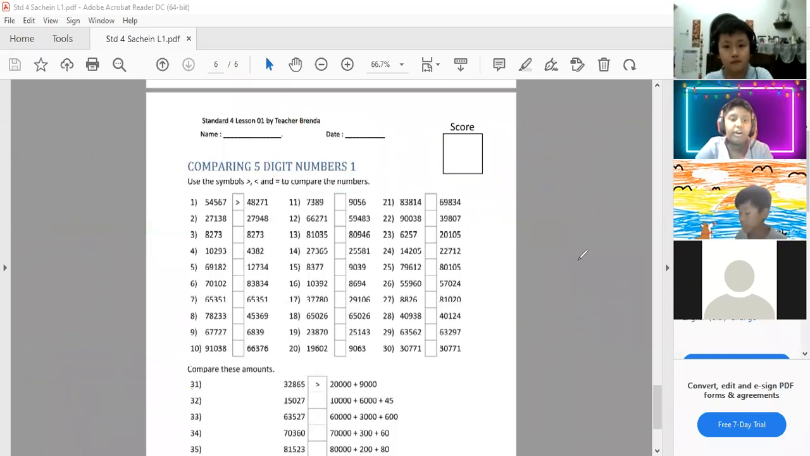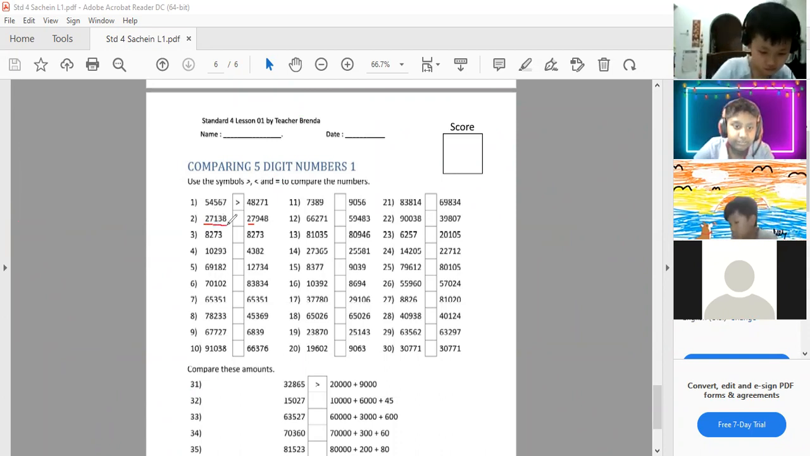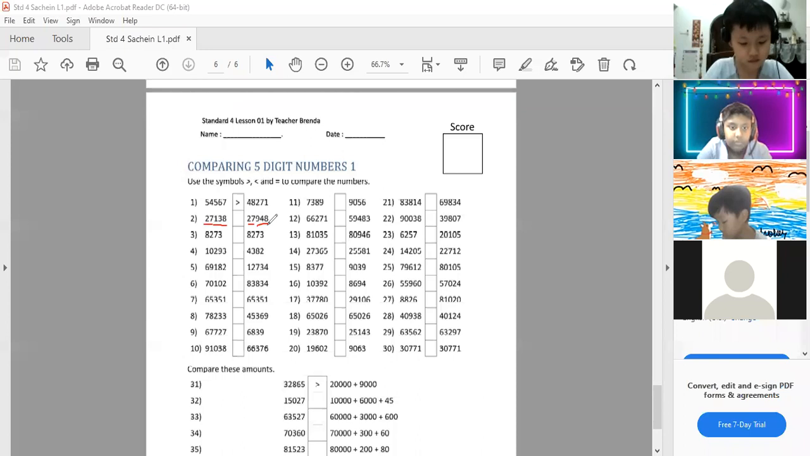And for question number 2, there is 27,138 and there is 27,948. So that is equals, right? No. See this, the 27,000 is the same, but this is 138 and this is 948. So you tell me which is big and which is small.